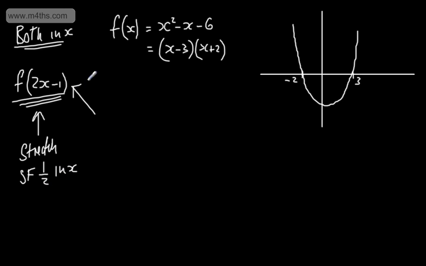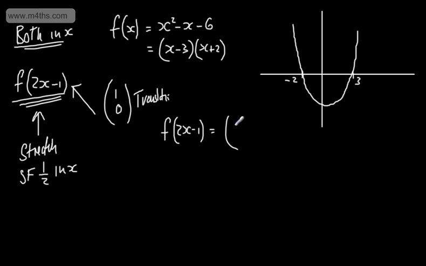And this one now is a translation of 1 unit to the right. So we've got 2 to deal with, and the question is, which do we do first? So let's think about what's going to happen to these points. What I'm now going to do is the f of 2x minus 1. Now if I sub these in, and I'll do it step by step, we're going to have 2x minus 1 minus 3. Then we're going to have 2x minus 1 plus 2.